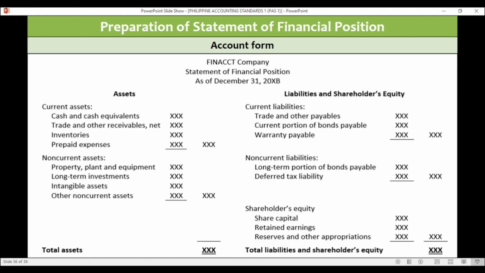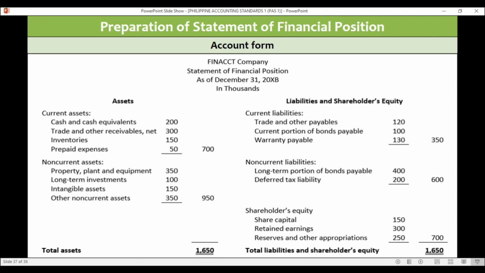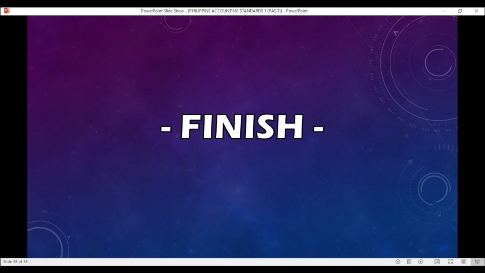Then for the account form, on the left side we have the current assets and the non-current assets showing the total assets. Then on the right side we have the current liabilities, non-current liabilities, and the shareholders equity accounts, showing the total of the liabilities and shareholders equity. So this is an example of a statement of financial position with amounts. Again, it's in thousands. So the total assets and the total liabilities and equity or shareholders equity should be the same at 1,650,000. Okay, so that's it.